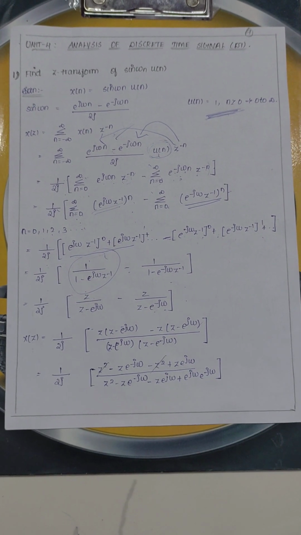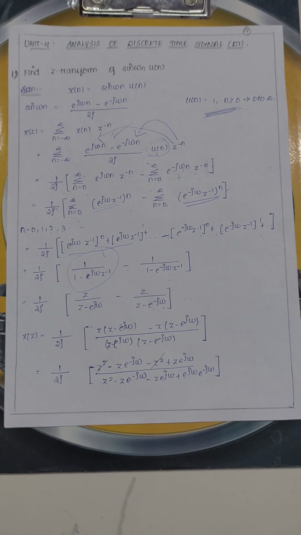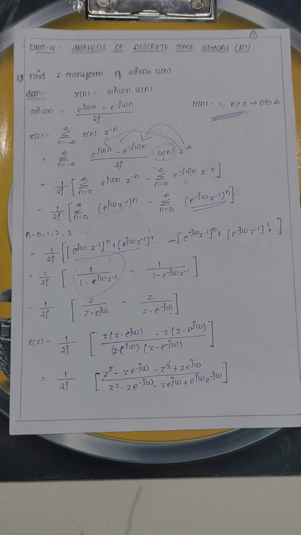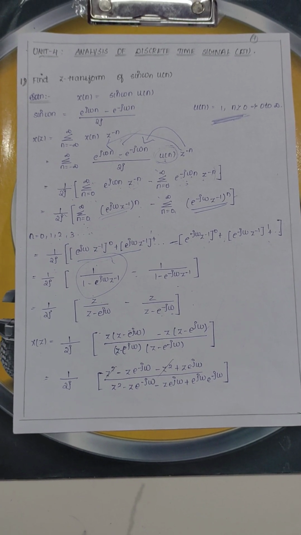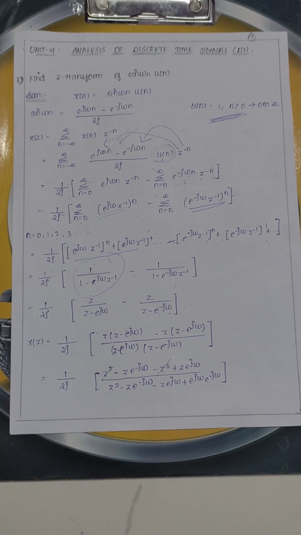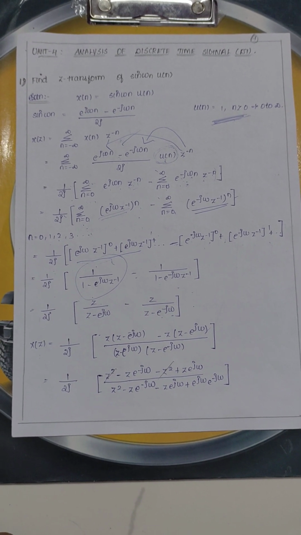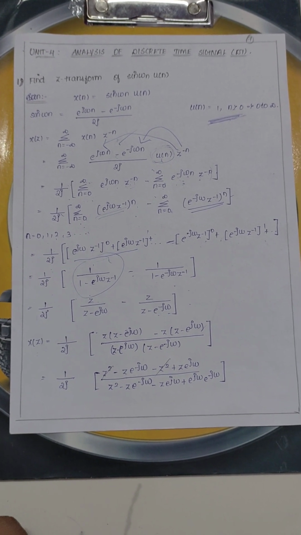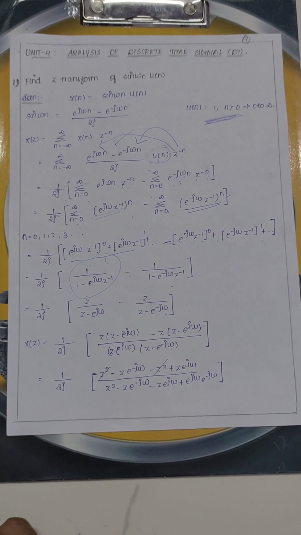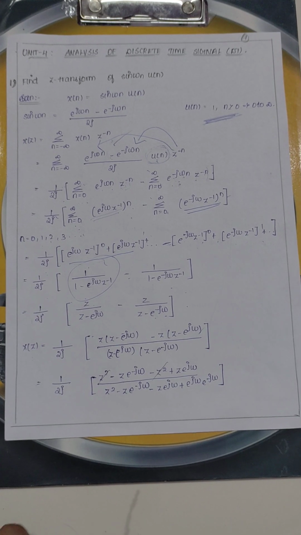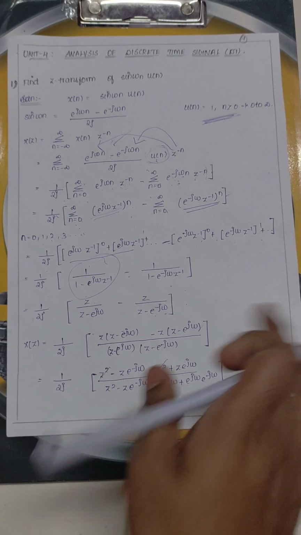Therefore 1 by 2j, multiply the brackets and remove the bracket: z square minus z into e power minus j omega, minus z square plus z into e power plus j omega, divided by this a plus b into a minus b formula, right? So z square minus z into e power minus j omega minus z into e power plus j omega, minus into minus plus e power j omega into e power minus j omega.